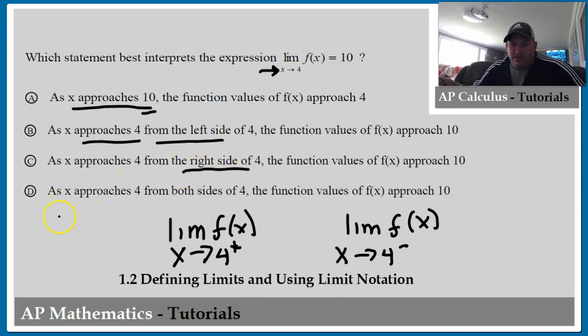So it looks like it's probably going to be D here, as x approaches 4 from both sides of 4. So when you see just a 4 written down, and there's no plus or minus, that means we're looking at a general limit, or from both sides. And let's finish off the statement. Then the function values approach 10. So since we are approaching the value that the statement of a limit is equal to 10, then it looks like D is the right answer.